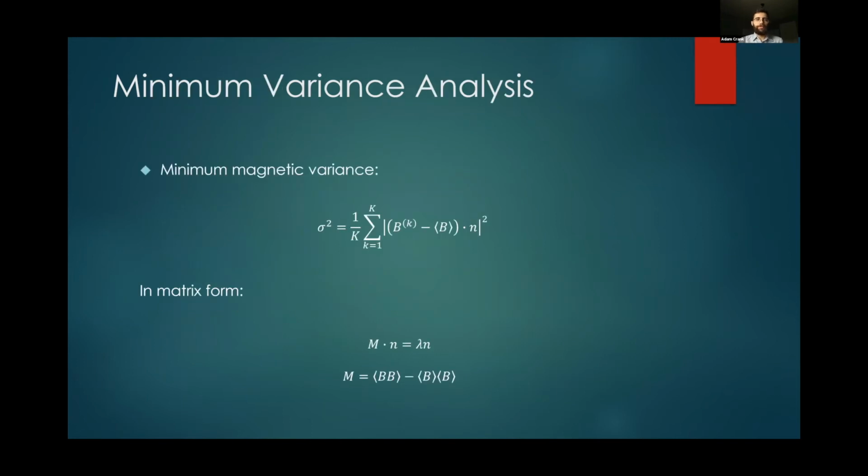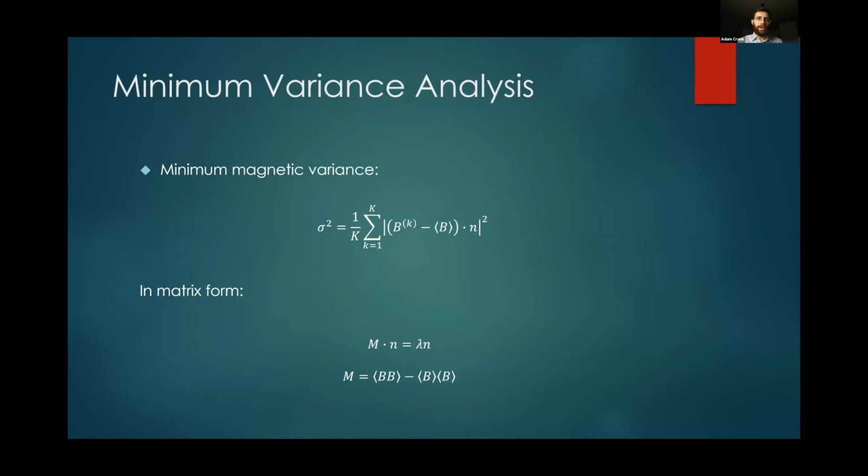One other method for determining the shock normal is called the minimum variance analysis, or MVA method. Like the coplanarity methods, MVA operates on the assumption that the magnetic field is stationary. This implies that a unit vector in a direction in which magnetic variances are as close to 0 as possible will represent the shock normal. Thus, this method involves minimizing these variances in order to determine the shock normal. The minimum variance or minimum magnetic variance equation is given here, alternatively in matrix form right here.